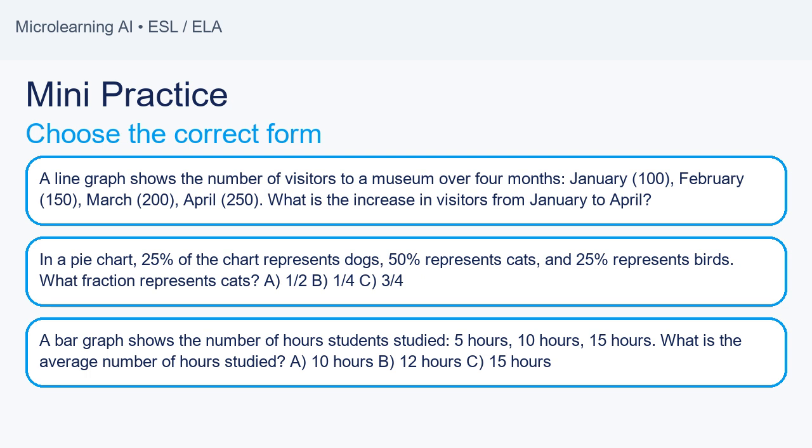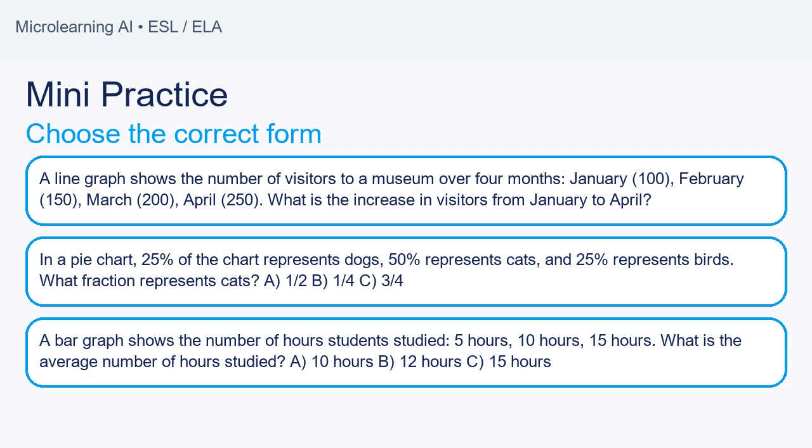Mini practice. Choose the correct form. 1. A line graph shows the number of visitors to a museum over 4 months. January, 100, February, 150, March, 200, April, 250. What is the increase in visitors from January to April? Answer, 150.